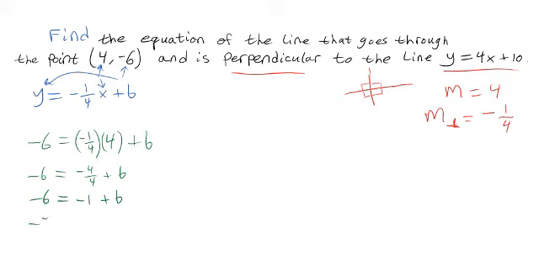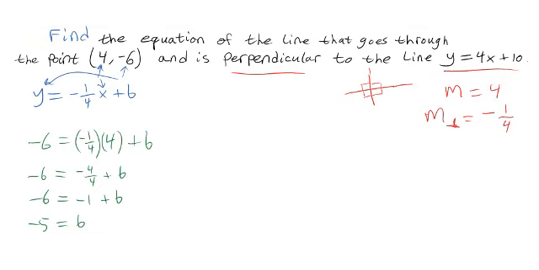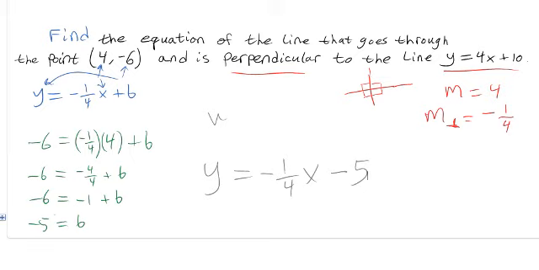So then you go ahead and solve for b. Now you take these numbers out of x and y and just write the final answer. This is our final answer. y equals -1/4 x minus 5, because b is -5 and m is -1/4.